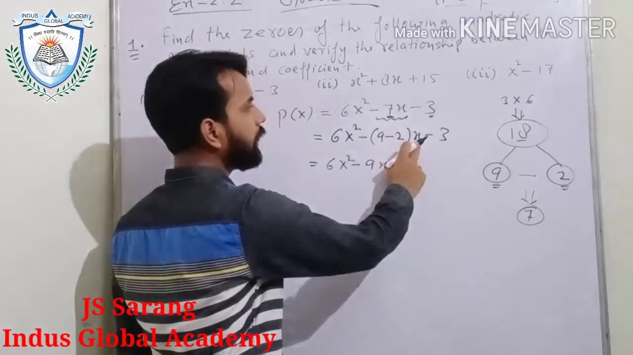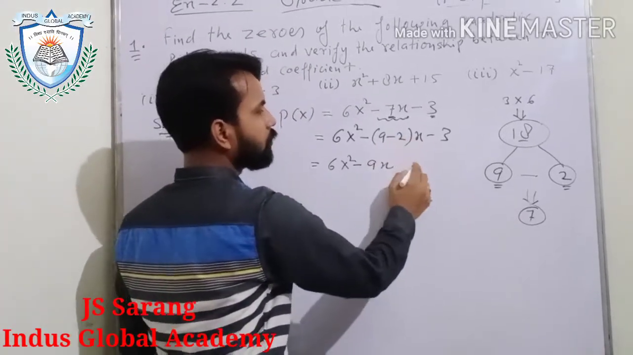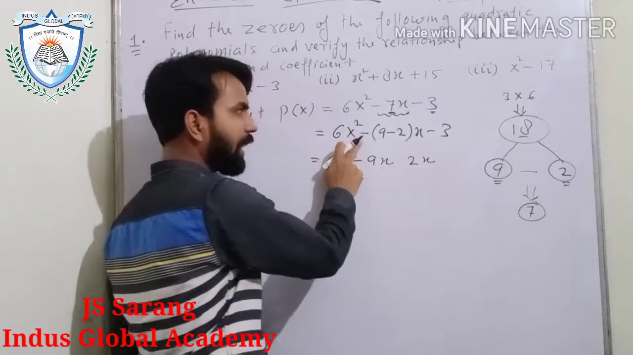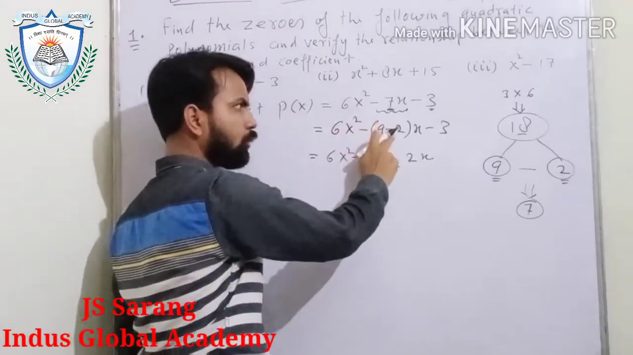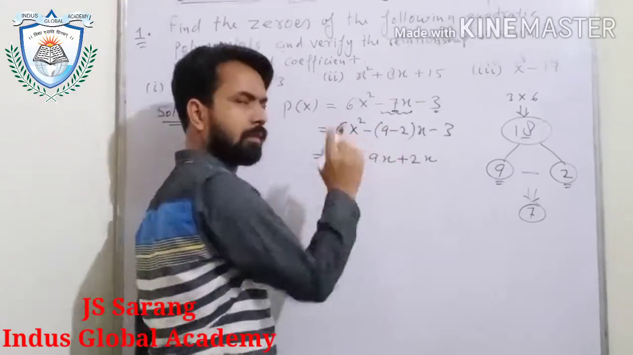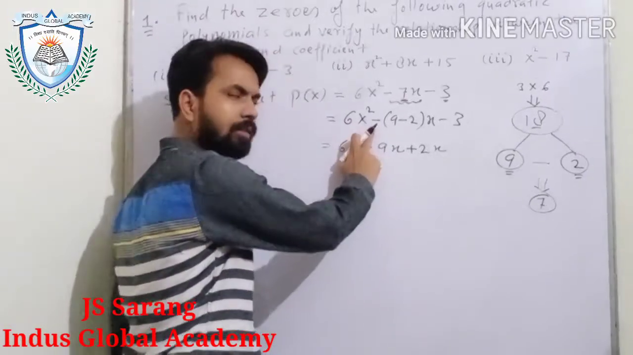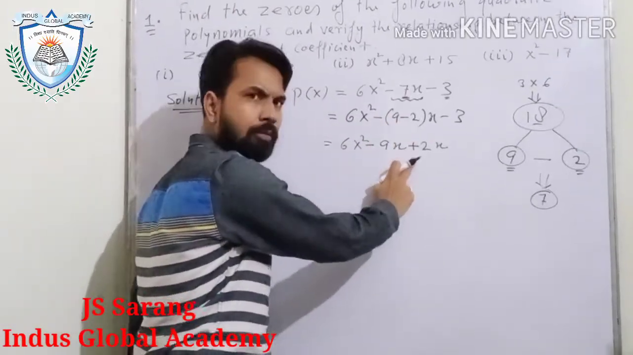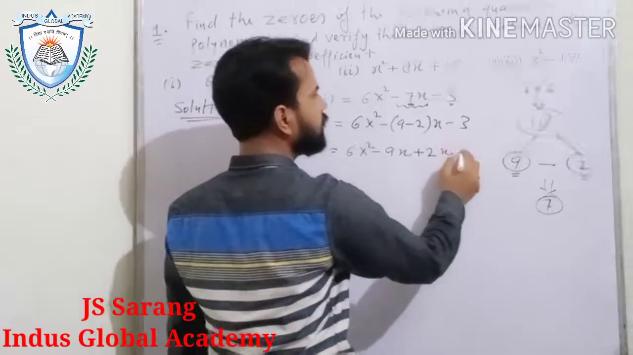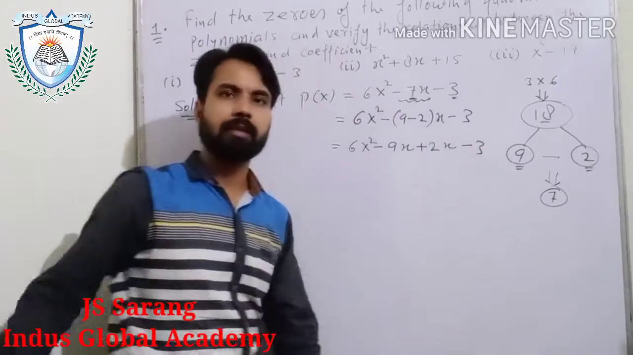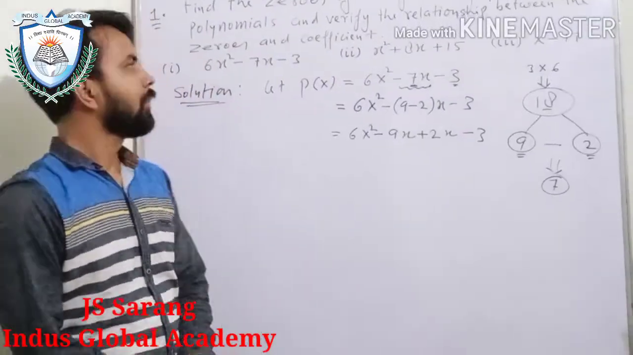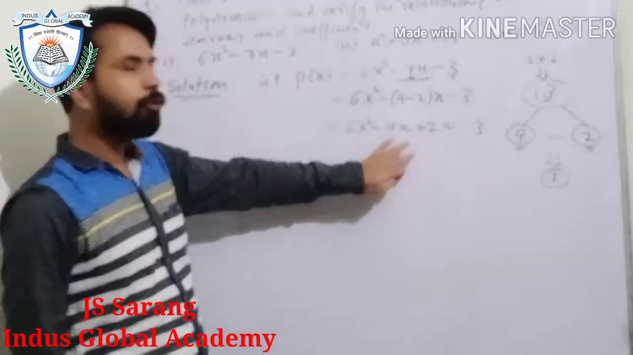Now 2 and x. 2 is multiplied by x, so it will be 2x. And this minus is here, so minus into minus will be plus, because minus is here. So minus into minus gives you plus. And minus 3 will remain the same. Understood? Okay. Now there are 4 terms.